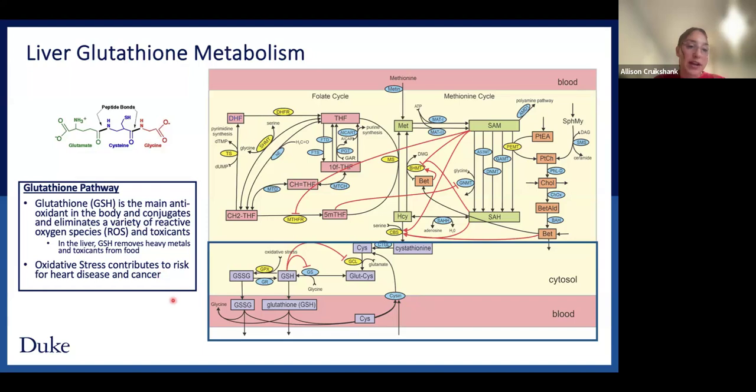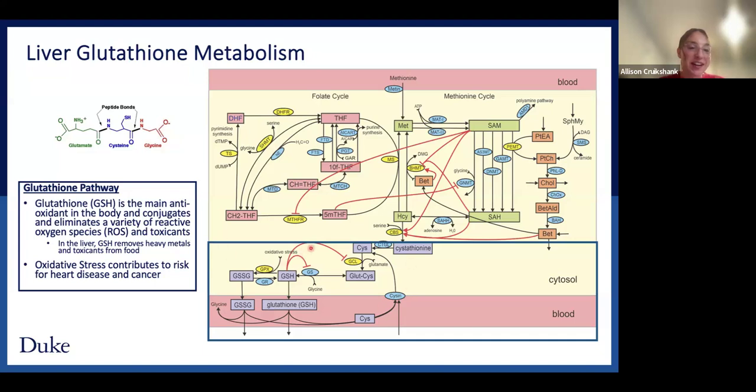Glutathione is important because it's a main antioxidant in the body and conjugates and eliminates a variety of reactive oxygen species and toxicants. In the liver, glutathione removes heavy metals and toxicants from food. You could think of it as an evolutionary mechanism in the fight of humans against plants in history.